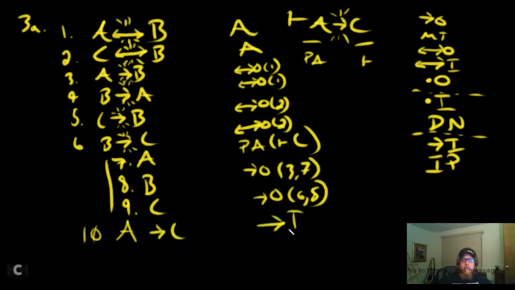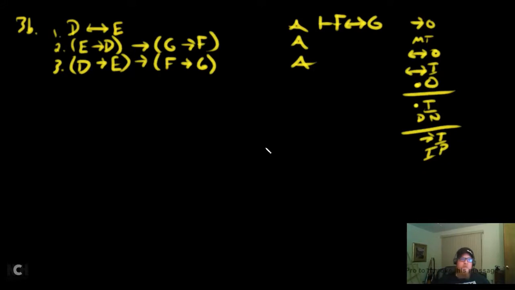How so? Arrow in. Where did it start? 7. Where do we stop? 9. Let's take a look at 3B. All right, now time for 3B on page 87. Okay, so first take a look.